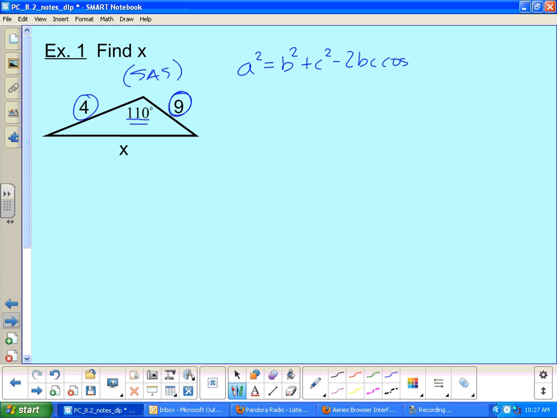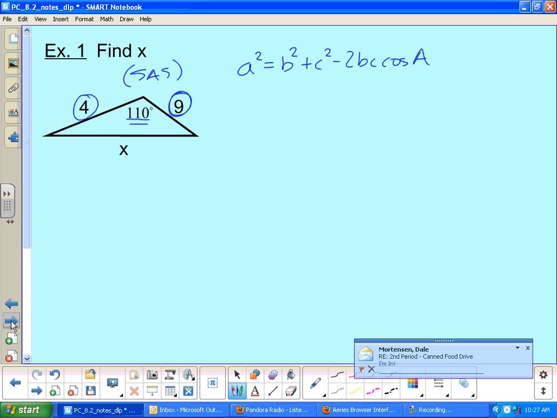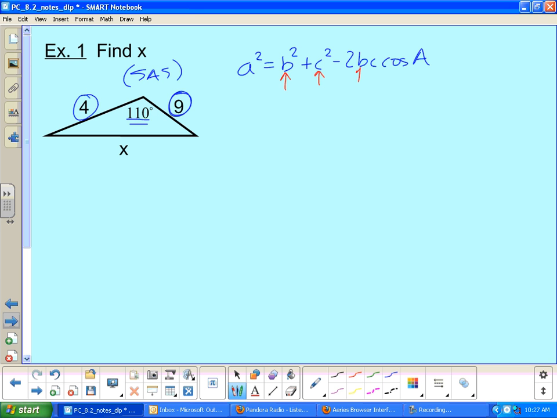And not have to worry necessarily about always switching my variables. All right, in this problem, in the a squared equals b squared plus c squared minus 2bc cosine A, in the law of cosines setup, when you have two sides that are known, those are the sides that are going to be representing these b and c values. So 9 and 4 are going to be these b and c values. And a, which is the side we're looking for, is like our x.